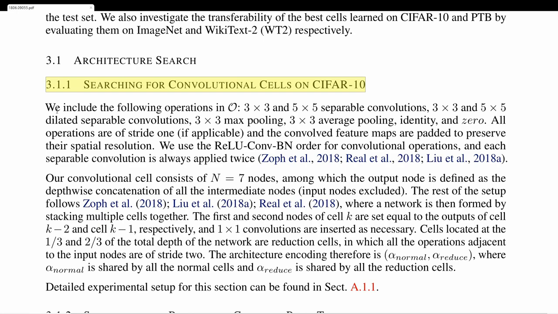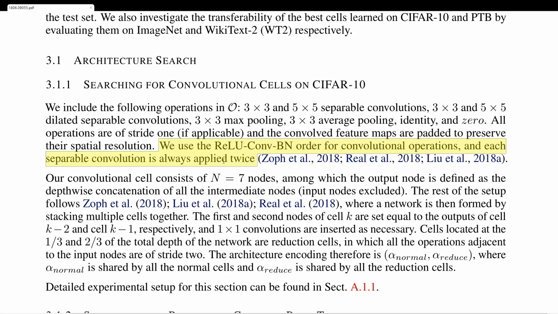We include the following operations in O: 3x3 and 5x5 separable convolutions, 3x3 and 5x5 dilated separable convolutions, 3x3 max pooling, 3x3 average pooling, identity, and zero. All operations are of stride 1 if applicable, and the convolved feature maps are padded to preserve the spatial resolution. We use the ReLU-Conv-BN order for convolutional operations, and each separable convolution is always applied twice.